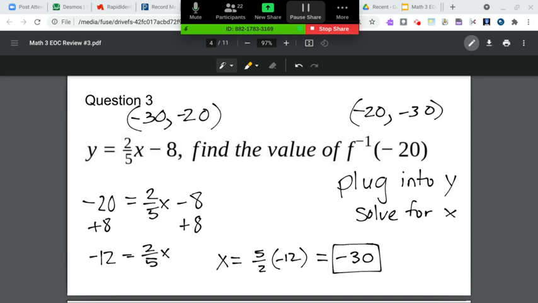Does anybody need more time here on number 3? Good?